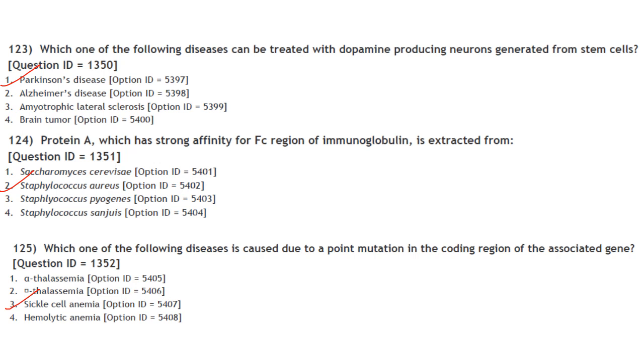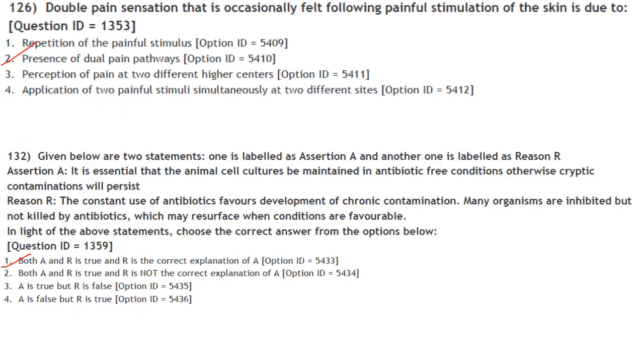Which one of the following diseases is caused due to a point mutation in the coding region of the associated gene? Alpha thalassemia, beta thalassemia, sickle cell anemia, hemolytic anemia. It is sickle cell anemia, which is a point mutation. Answer is option 3. So coming to the next question.